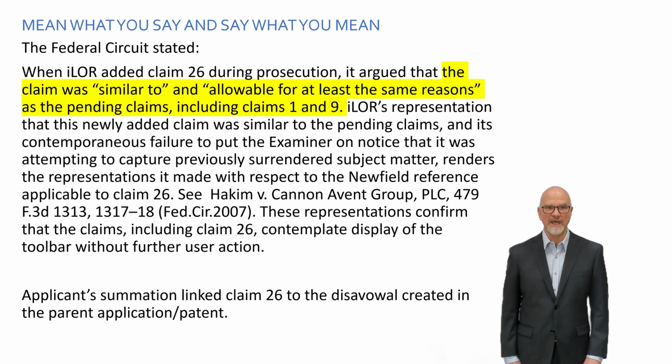The Federal Circuit stated that when iLOR added Claim 26 during prosecution, it argued that these claims are similar to and allowable for at least the same reasons as the pending claims, including claims 1 and 9. iLOR's representation that these newly added claims were similar to the pending claims and its contemporaneous failure to put the examiner on notice that it was attempting to recapture previously surrendered subject matter renders the representations it made with respect to Newfield's reference applicable to Claim 26.